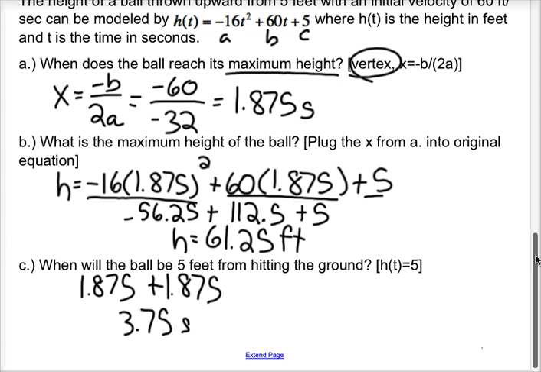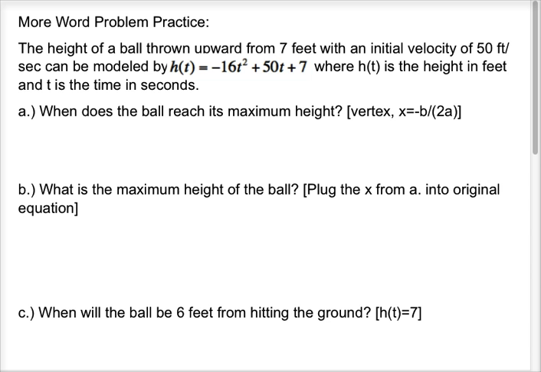All right, moving on to our next example. The height of a ball thrown upward from 7 feet with an initial velocity of 50 feet per second can be modeled by h of t equals negative 16t squared plus 50t plus 7, where again, h of t is the height, t is the time. And we're being asked about that maximum height again.